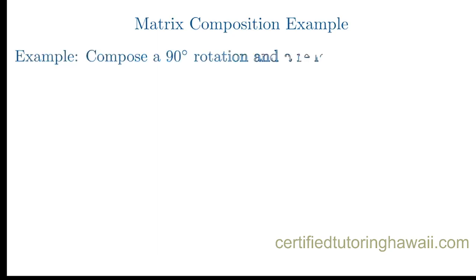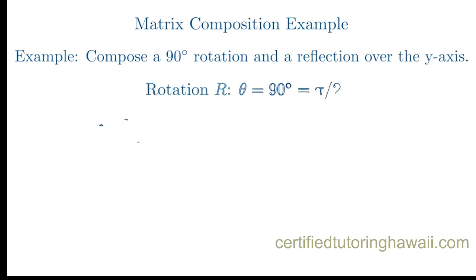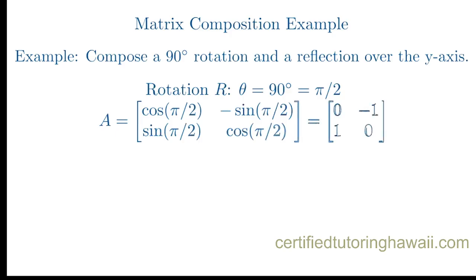Let's work through an example of composition. Our goal is to compose two transformations, a 90-degree rotation and a reflection over the y-axis, and find the resulting matrix. We will compose a rotation and a reflection. First, let's find the matrices for the individual transformations. We've already found the matrix for a 90-degree rotation. The matrix for a 90-degree rotation, which we'll call R, is [0, -1; 1, 0].